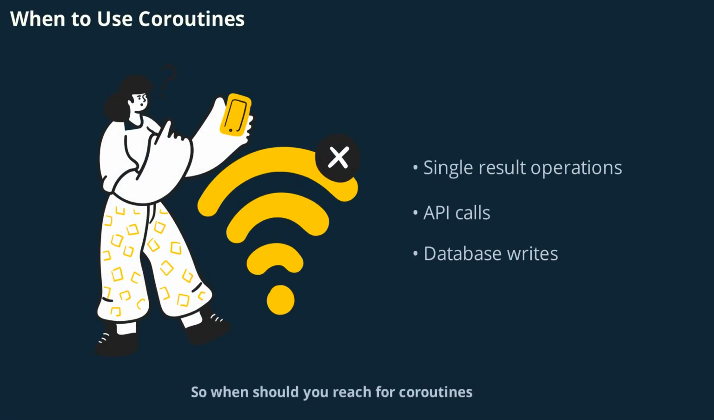And when should you reach for coroutines? Use them whenever you need to handle a single, definitive result. This could be an API call, a database write, or any operation where you expect one outcome. Coroutines make your code more maintainable and efficient by avoiding thread blocking and keeping your logic straightforward. They're perfect for tasks that complete once and return a result.